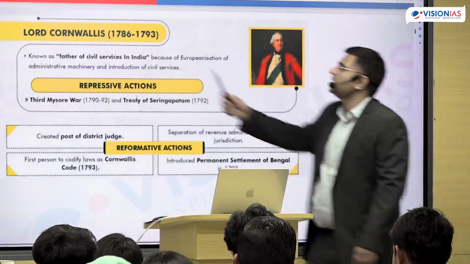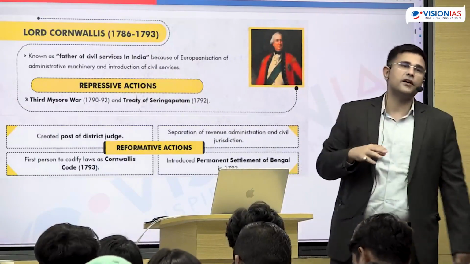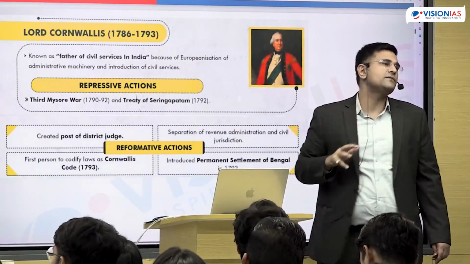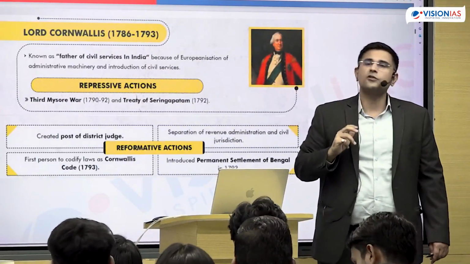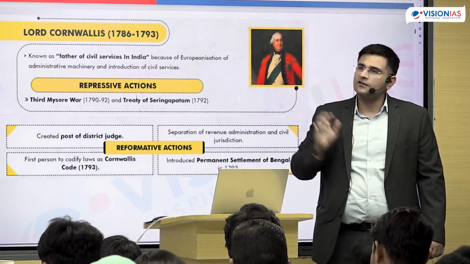Next, Cornwallis, 1786-93. So he is father of civil services. He is not just father of 3 services. He has 3 children, right? He is father of lawyers also. He is father of property dealers also, right? And he is father of civil services also.